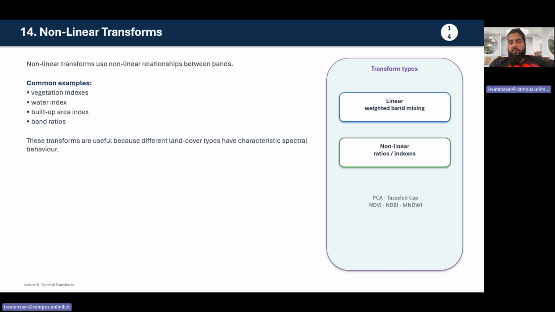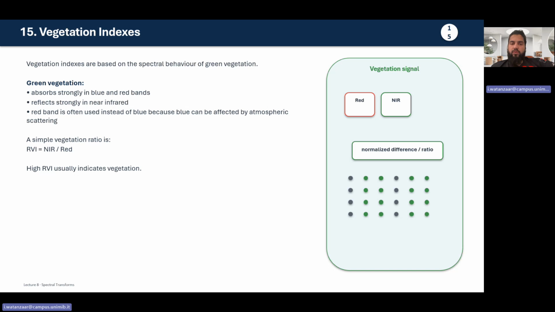So due to this, we look into multiple indexes and band ratios to find such kinds of indexes. The first one is the vegetation index. Vegetation indexes are based on the spectral behavior of green vegetation. Green vegetation absorbs strongly in the blue and red bands. We already know about this since the first lecture; we discussed it again and again. It reflects strongly in near infrared because of the leaf structure, and the red band is often used instead of blue.